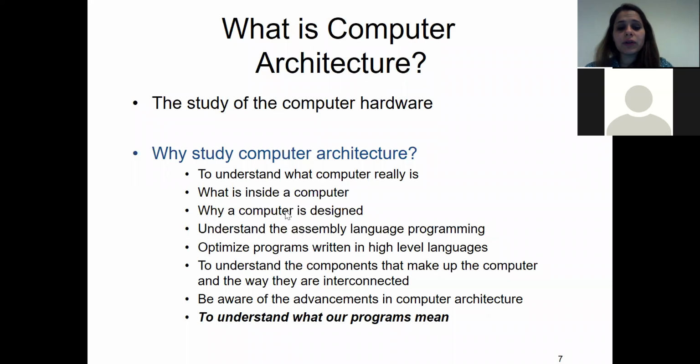Also, this module will keep you alert and aware of the new computer architecture designs. Do we have machines with only one CPU? Do we have machines with multiple CPUs? What are the differences between the two? All of this we will understand in this module.